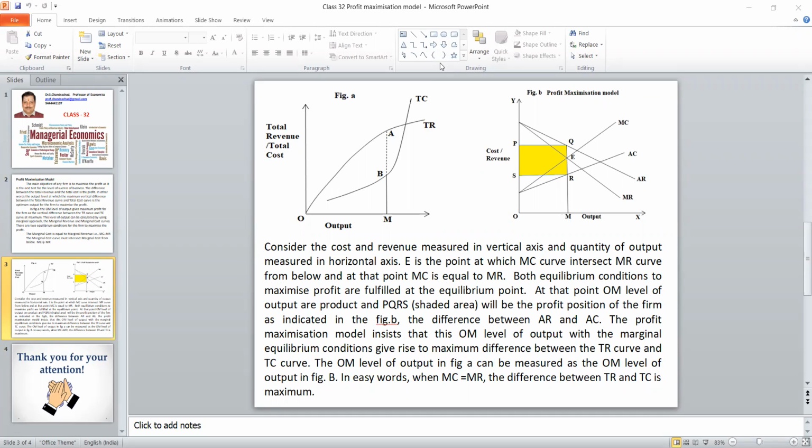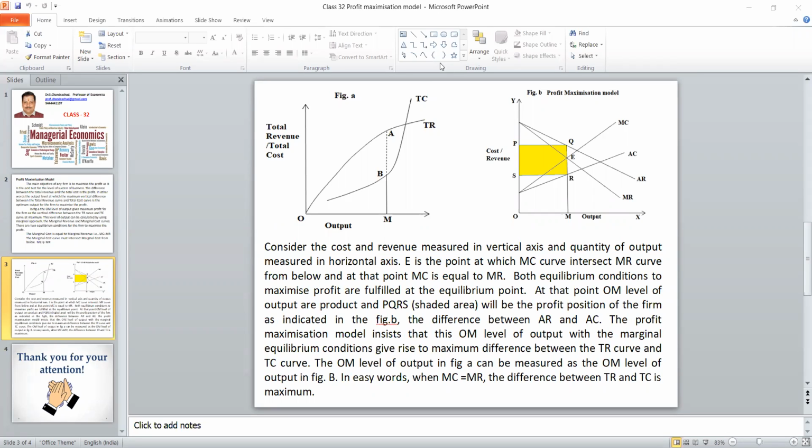How do we do it? First, we should know that when the difference between TR and TC is maximum, then profit is maximum. How to identify that particular point? For that, we use this particular model. Then you have to say what curves we are using. 4 curves. What are they? Average revenue, marginal revenue, average cost, marginal cost. The revenue curve slopes downwards, the cost curve slopes upwards.